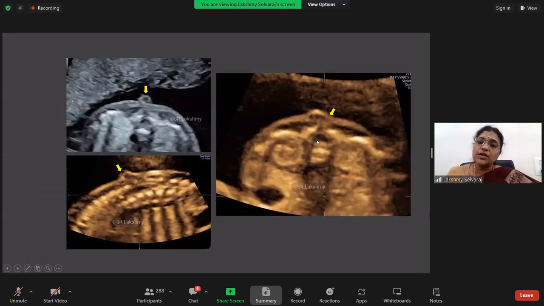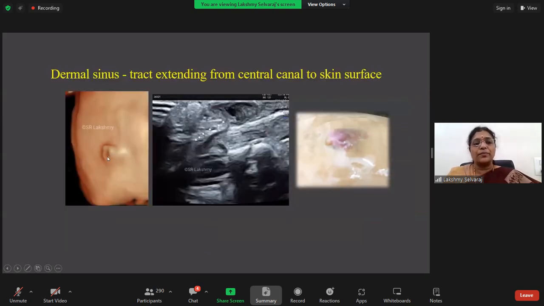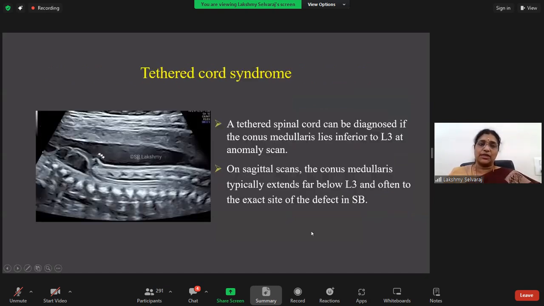When you do the transverse section, you identify that there is a sinus tract extending inside into the neural canal, and this is how you identify the congenital dermal sinus. You could use volume HD live rendering to show the congenital dermal sinus, and this is the sinus tract extending into the neural canal, and these are the postnatal images.